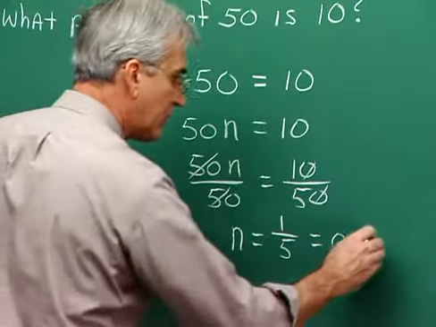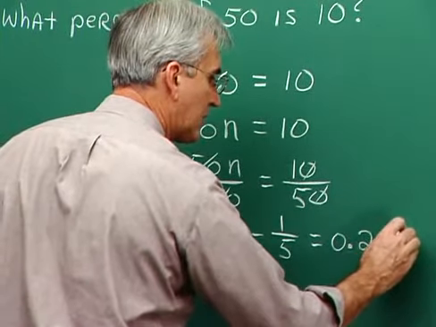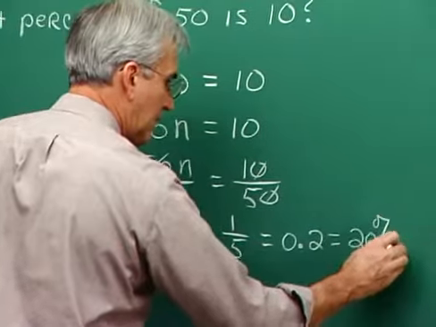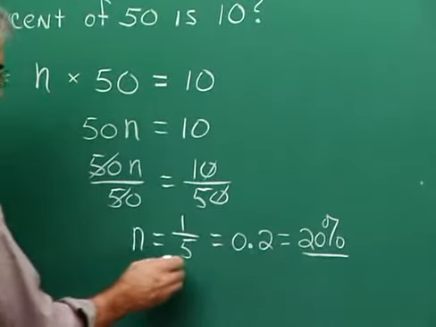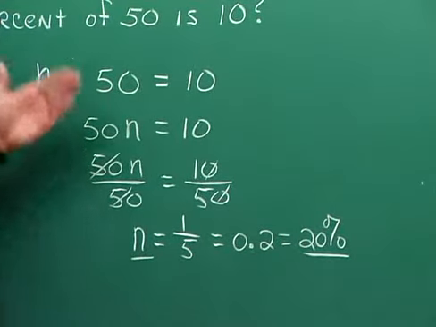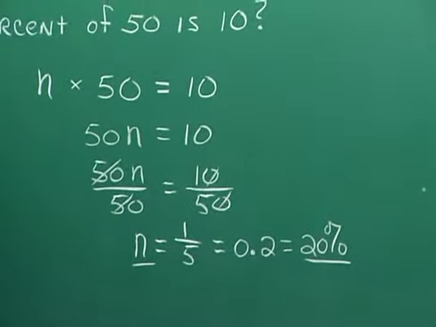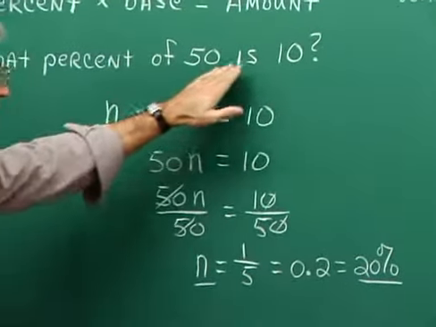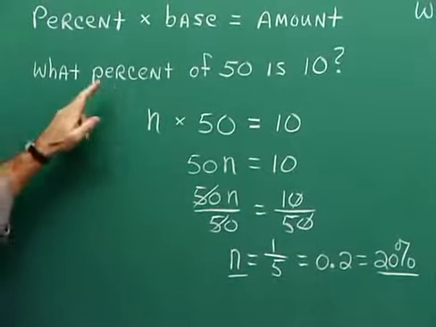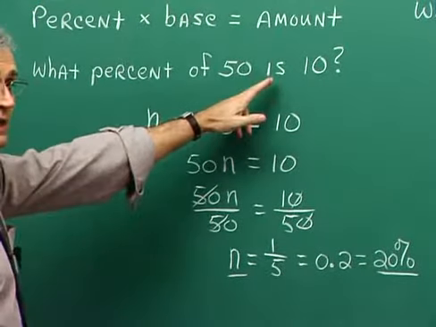And we change 2/10 into a percent, and it turns out to be 20%. Now, in finding n to be 20%, we are answering the original question. We're answering the question, what percent of 50 is 10? We're saying then that 20% of 50 is 10.